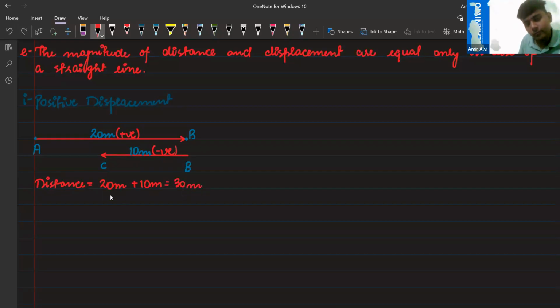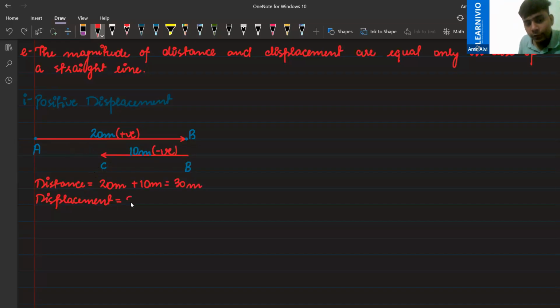Right? And displacement is basically the shortest distance between the initial and final point. Right now, the final point is at C. So the initial point is this, the final point is this. The actual distance is 10 meters between your initial and final. That's why the displacement would be 10.